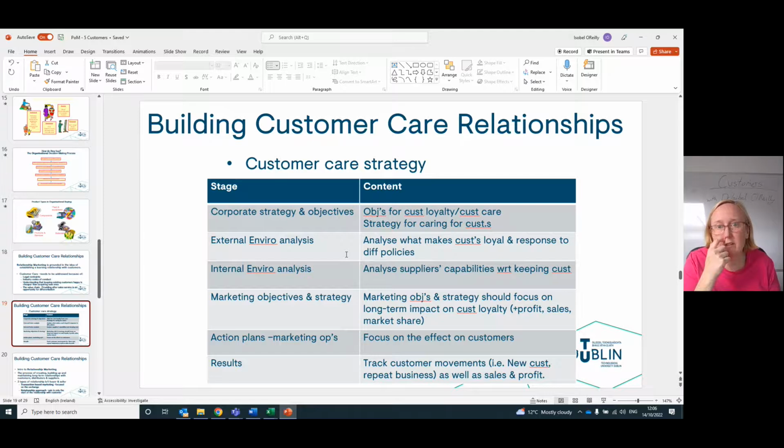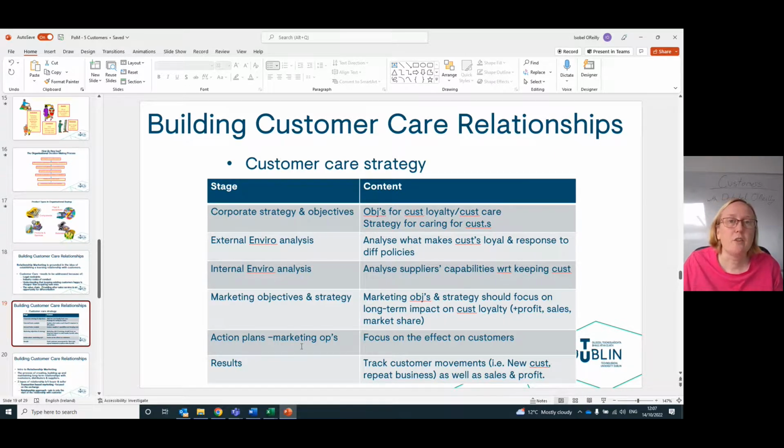External environmental analysis should analyze what makes customers loyal and respond to different policies and so on. Internal environmental analysis, analyze suppliers' capabilities with respect to keeping our customers. So our suppliers and our customers, that chain where we are in the middle, is part of the internal environmental analysis. Marketing objectives and strategy. So obviously our marketing objectives and strategy should focus on long-term impact on customer loyalty. So our profit, sales, market share increases in all of those, hopefully.